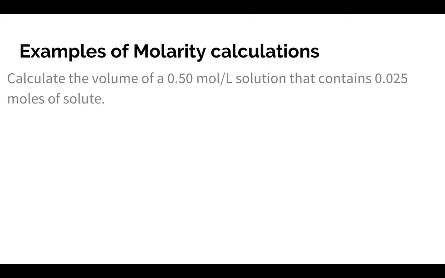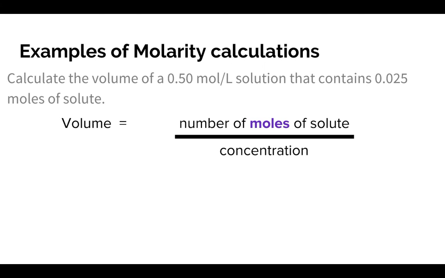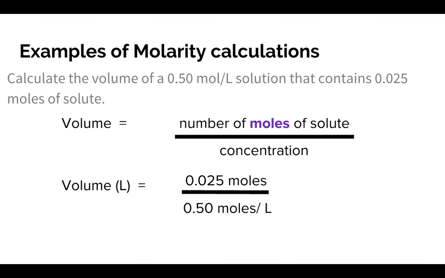Another example. Calculate the volume of a 0.5 mole per litre solution that contains 0.025 moles of solute. In this instance, I've rearranged the equation to show that volume is equal to the number of moles divided by concentration. So the volume is equal to 0.025 moles divided by 0.5 moles per litre. So the volume in litres is then 0.05, or 50 mLs.